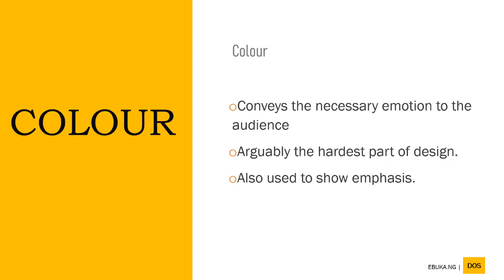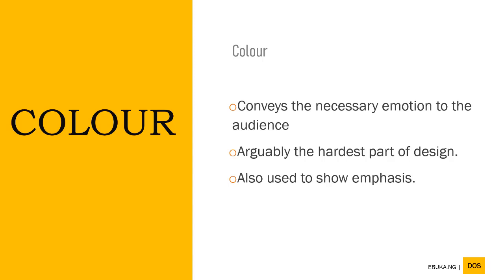Color is also used to show emphasis. If you want to show emphasis on a certain word, you just make it a different color from the rest of the text. Now, I don't know if you've seen a grayscale picture, those pictures that are black and white, so to speak, right? Usually, when you see a black and white picture, the first thing that flashes to your head is the 80s, the 70s.